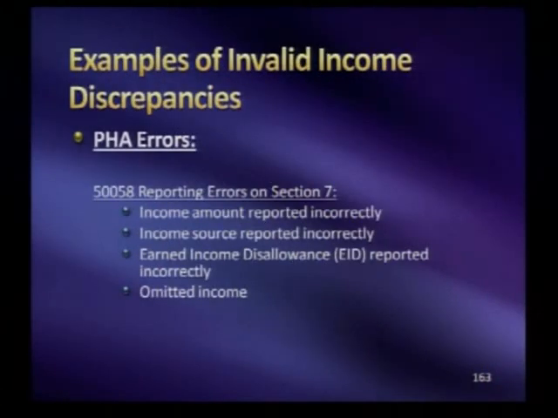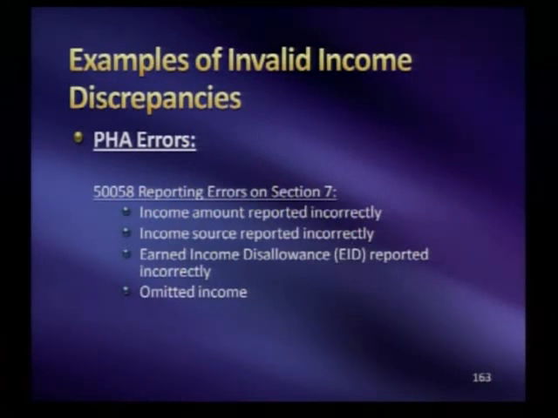Here are some common PHA errors. Remember I said earlier that your income discrepancies are calculated based on information reported on the 50058. So if you make an error on your 50058 form, you will have an income discrepancy. And these are some of the common errors where you listed the income amount incorrectly.